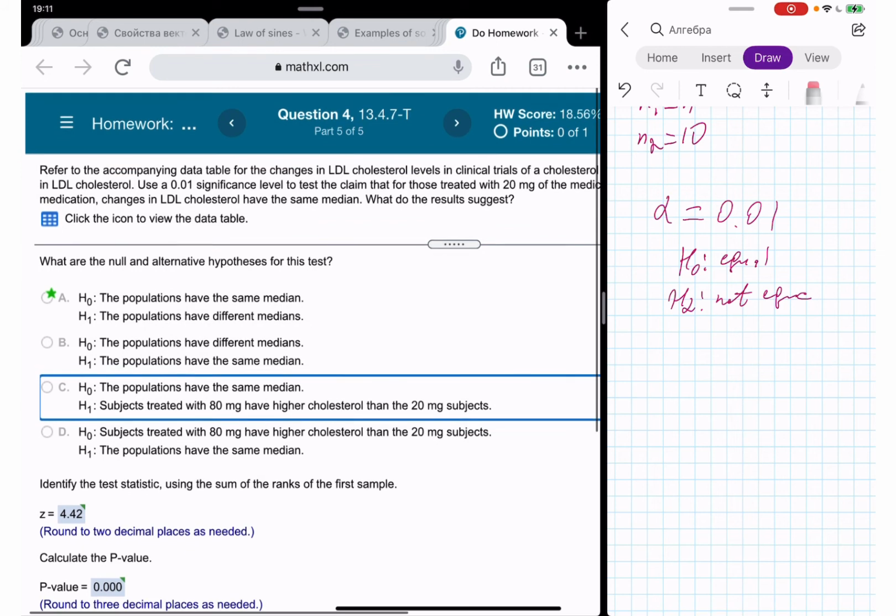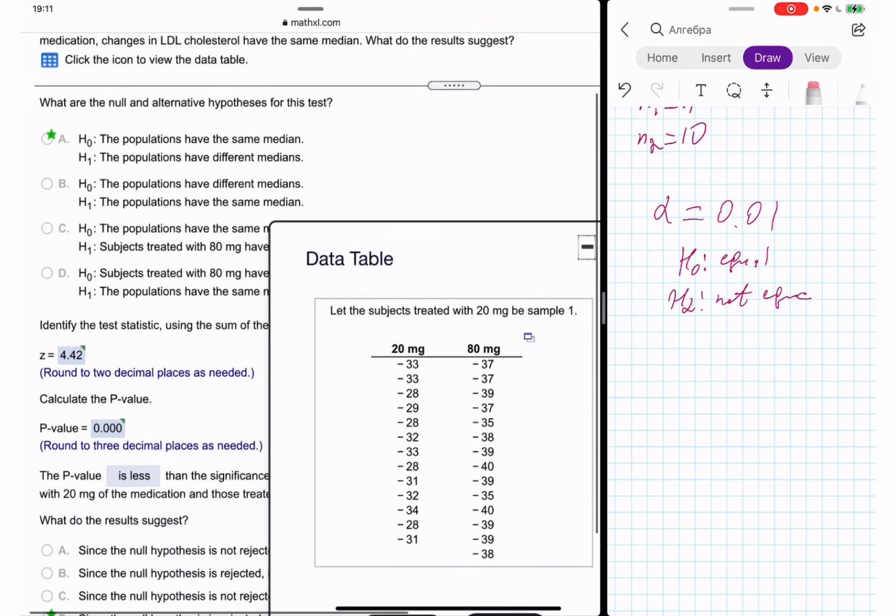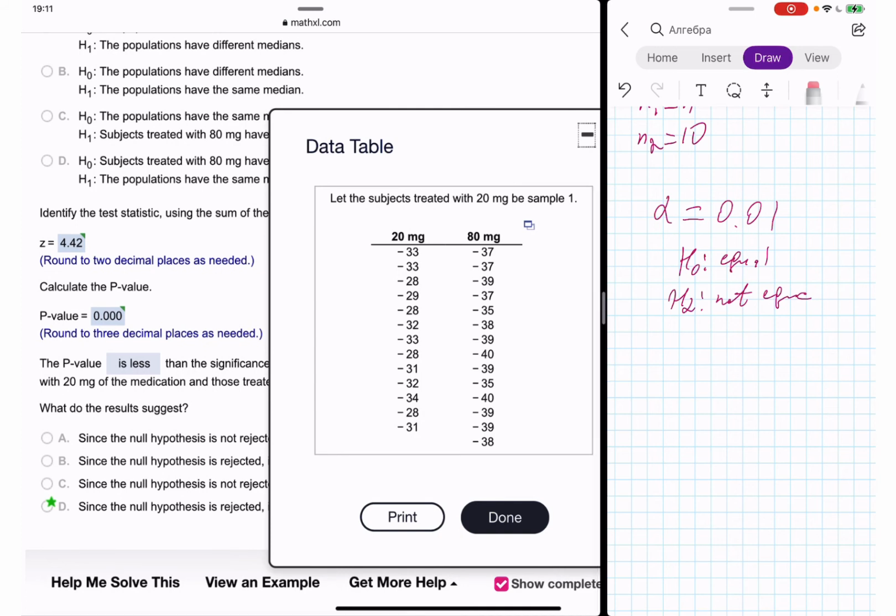Again, test statistic, same way: adding our table, 20 milligram and 80 milligram, line up in one column, both of them arranged in ascending order, which is very easy to do in Excel, and then assign ranks. The smallest size is 20 milligram, so we need to calculate the rank sum for 20 milligram. Once you calculate the rank sum of 20 milligram, then the z-statistic is going to be R minus mu R divided by sigma R.